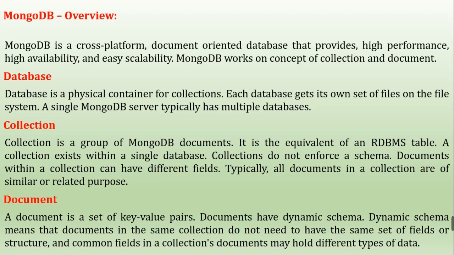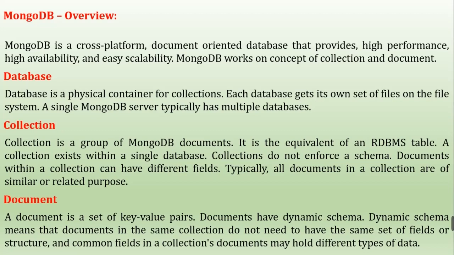Collection. A collection is a group of MongoDB documents. It is the equivalent of an RDBMS table. A collection exists within a single database. Collections do not enforce a schema. Documents within a collection can have different fields. Typically, all documents in a collection are of a similar or related purpose.